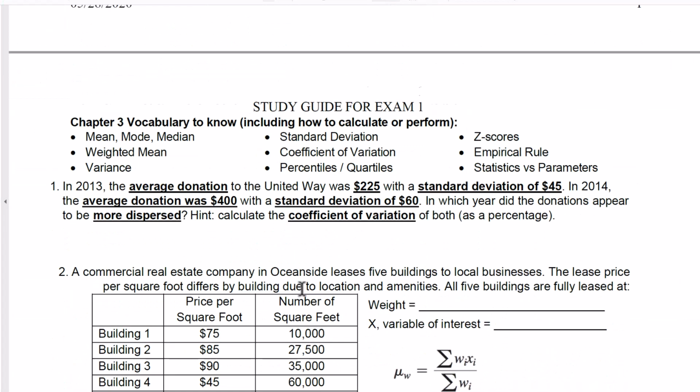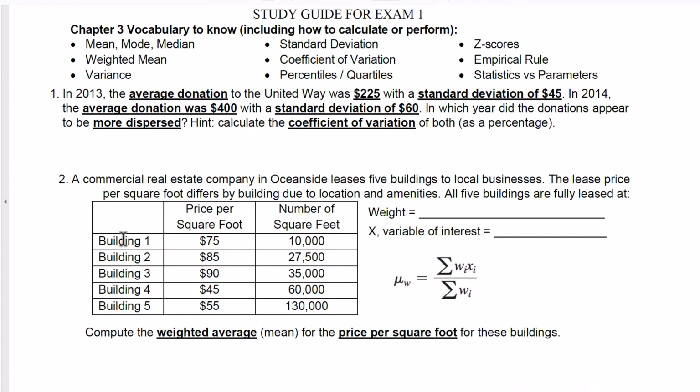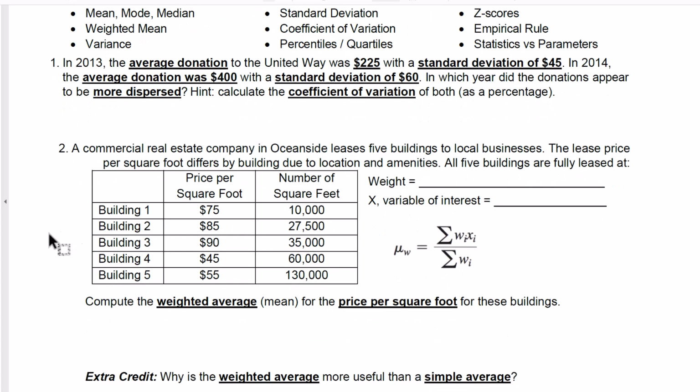So the next one is actually question 2 from chapter 3. And that is doing a weighted calculation. So we've given some data here for 5 different buildings, and we have the price per square foot and the number of square feet of the building. And so we want to calculate the weighted average mean for the price per square foot of these buildings.